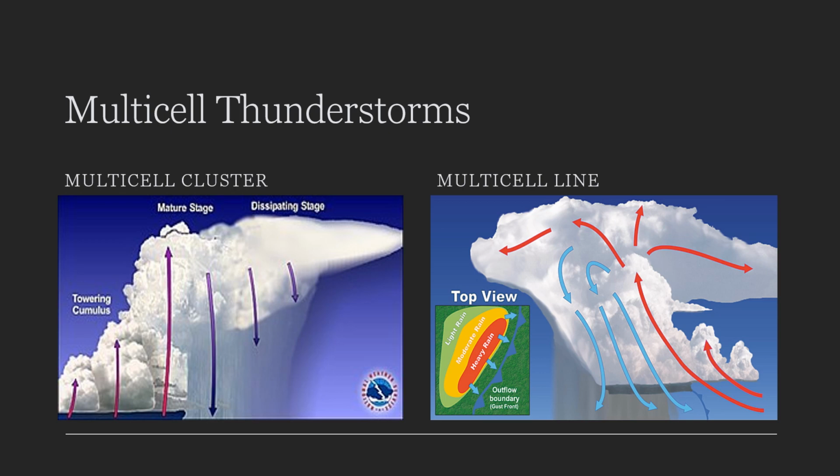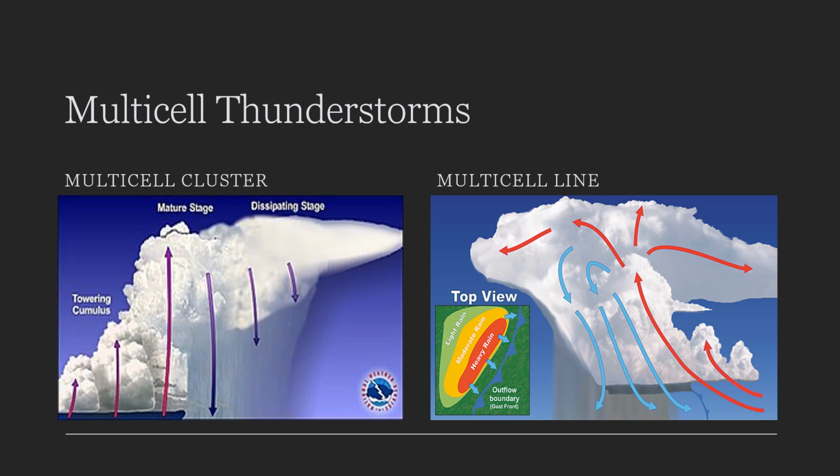With an organized multicell cluster, as the first cell matures, it is carried downwind and a new cell forms upwind to take its place. Due to this process, multicell clusters may have a lifetime of several hours or more, and will continue to form as long as the three crucial ingredients exist. These ingredients were water vapor, unstable air, and lifting motion.